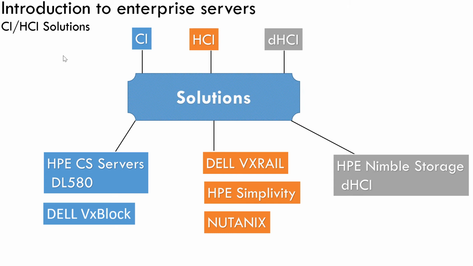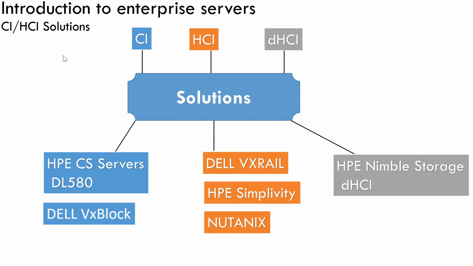After that, we are going to talk about these topics, this general information and the basics for every system administrator. As I said before, we have converged infrastructure, hyper-converged infrastructure, and disaggregated hyper-converged infrastructure. For converged infrastructure, we have HPE converged systems on DL580 Gen 8, Gen 9, and Gen 10, and Dell EMC VBlocks. In converged infrastructure, we have all components together: compute, storage, and networking.